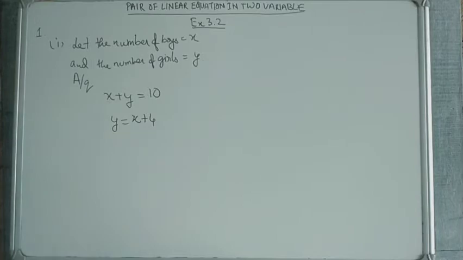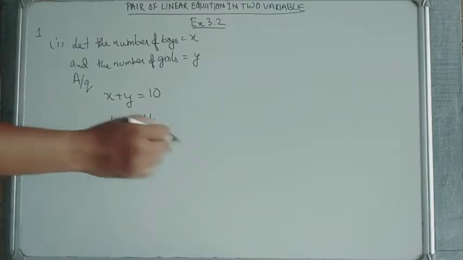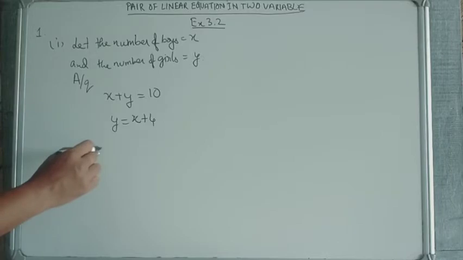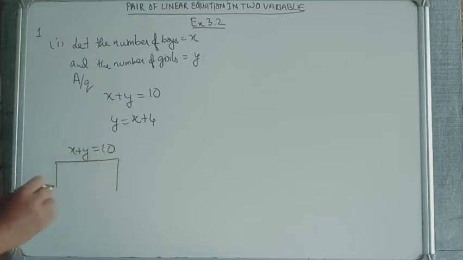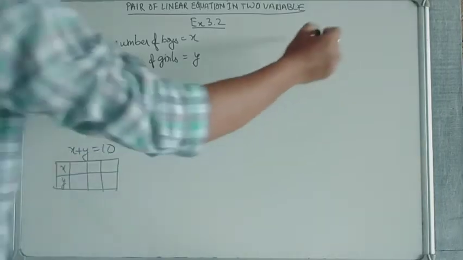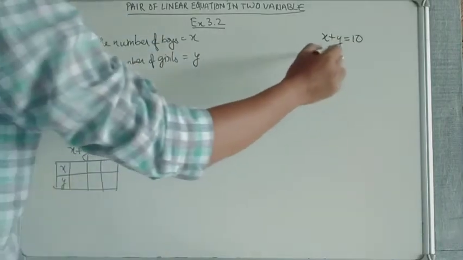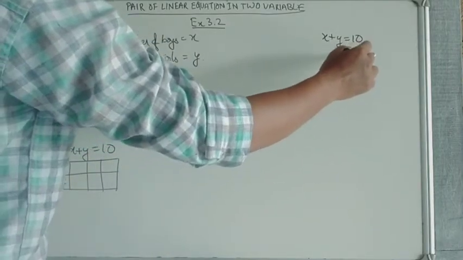Now see, we have to solve it graphically. So in the graph we need the table values of x and y. Suppose x plus y is equal to 10, so x will be equal to 10 minus y.